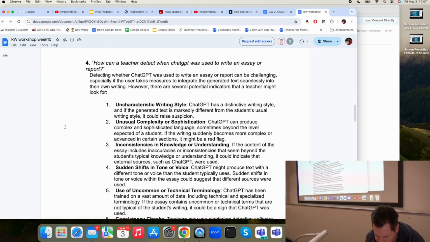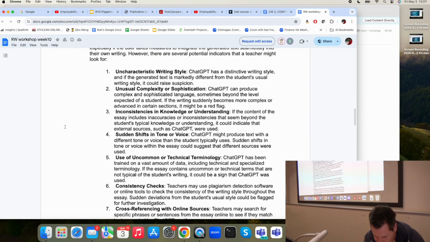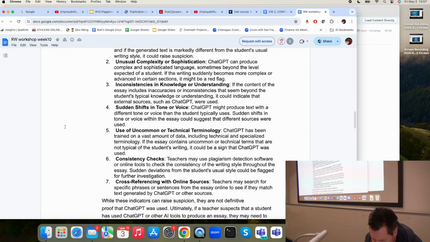How can a teacher detect when ChatGPT is used? Detecting it can be challenging, especially if the user takes measures to integrate the generated text seamlessly into their own writing. However, there are several potential indicators that a teacher might look for. Uncharacteristic writing style. Okay, that's interesting. Unusual complexity or sophistication, sometimes beyond the level expected of a student. If the writing suddenly becomes more complex or advanced in certain sections, it might be a red flag.